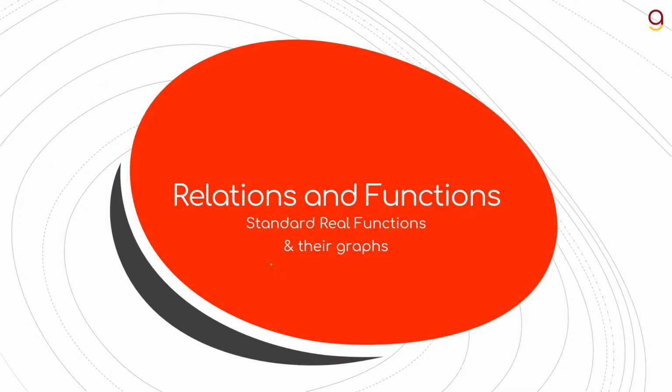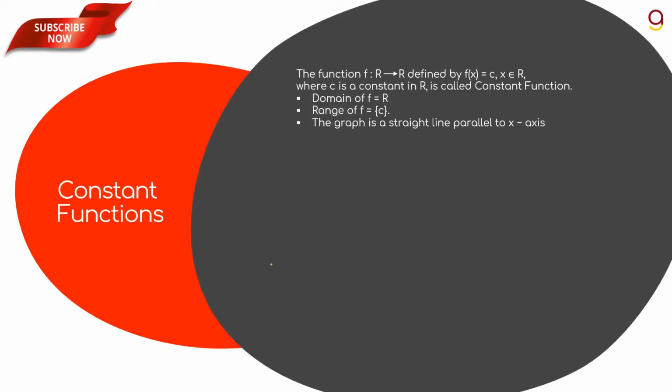In today's video we are going to understand different standard real functions and look into their graphs. So let's start our discussion with the very first function, that's the constant function. The function f defined from R to R by f(x) = c, where x belongs to the set of real numbers and c is a constant, any real number, is called a constant function.